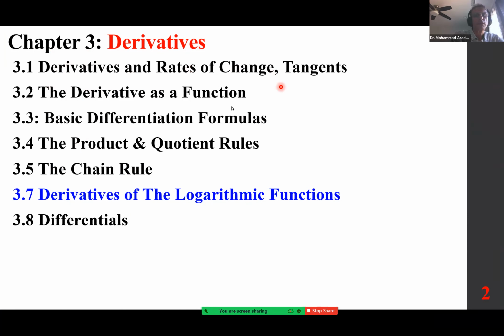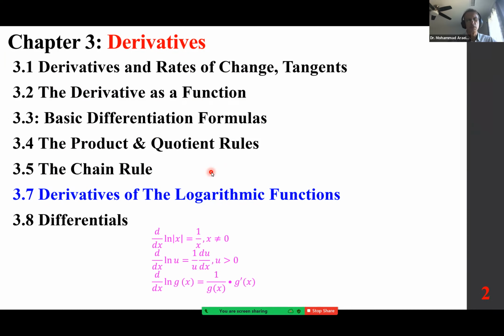We've looked at different rules of differentiation, and in this section, we're going to cover the derivative of the log functions after looking at the derivative as a function, basic differentiation formulas, the product and quotient rules, the chain rules. So the synopsis of the section is given here, and we'll cover it with more details shortly.